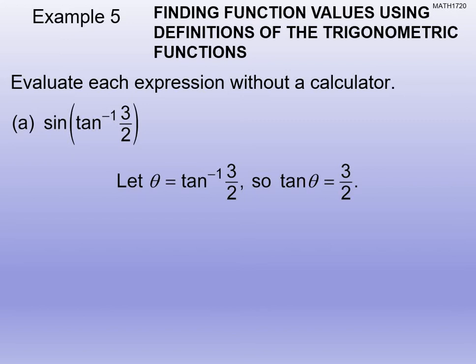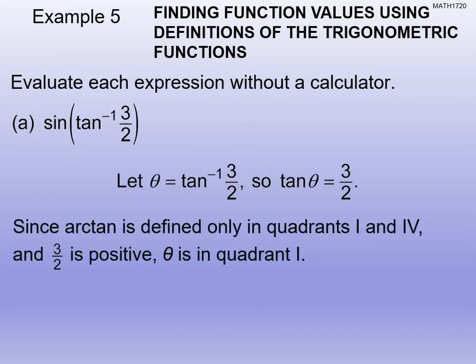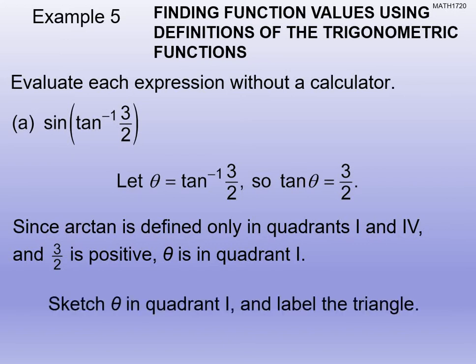That's important for us because now we can draw a triangle, because we know tangent is opposite over adjacent. We're able to now find the hypotenuse of that triangle, and once we know the hypotenuse, we can find what the sine value is. Very important: this is only defined in quadrants 1 and 4, so we're going to choose the quadrant 1 angle because it's the positive angle. So we're going to sketch the triangle and label it.